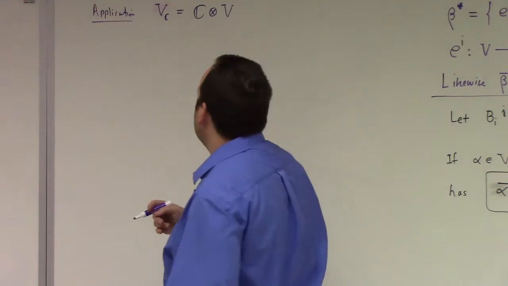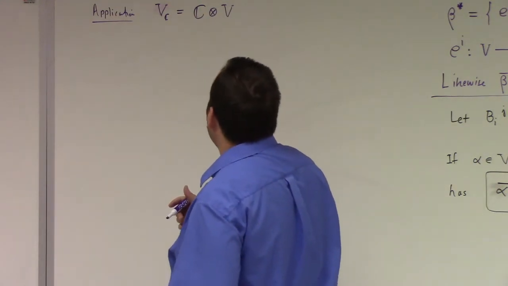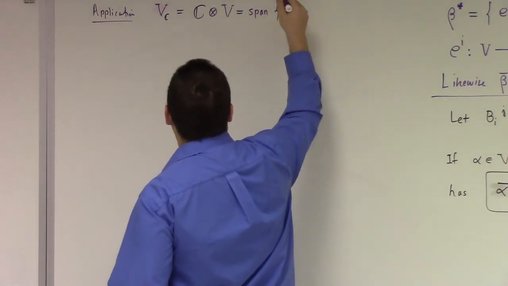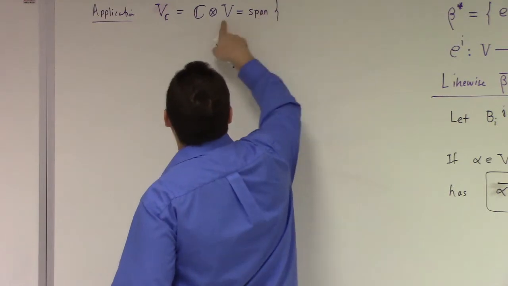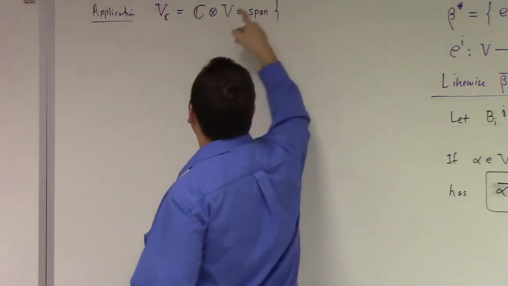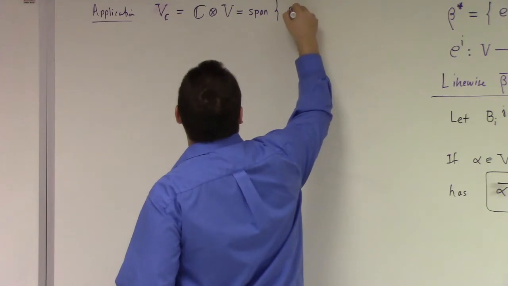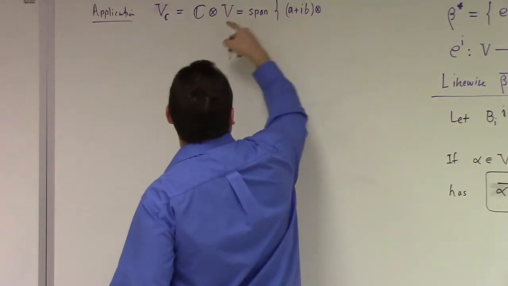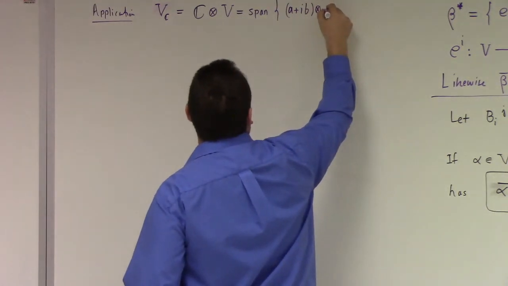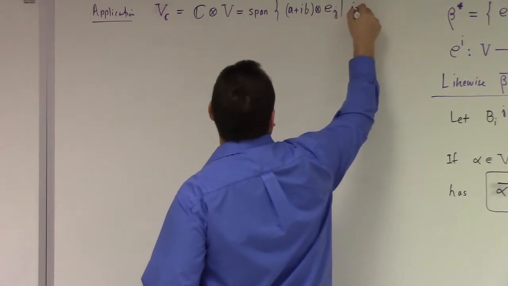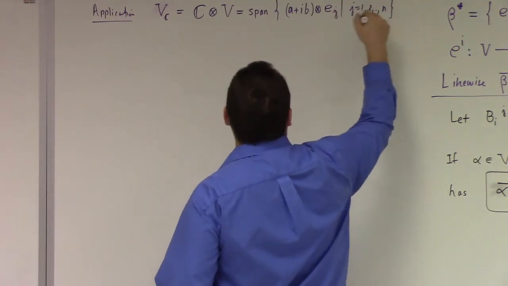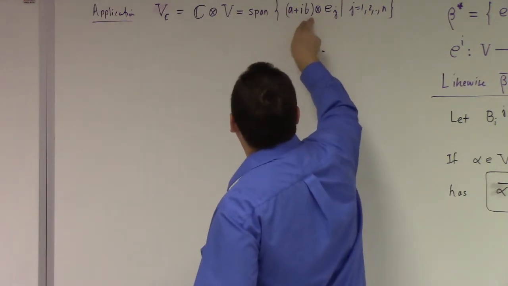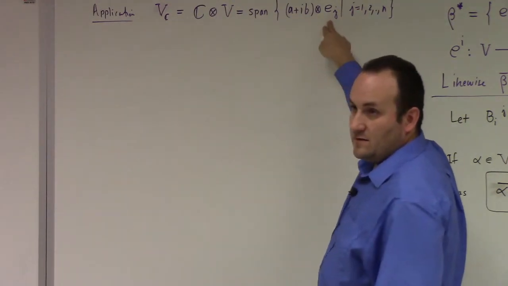And so, technically speaking, this would be something like the span of, so if V has basis, let's say e_i, this would technically be something like a plus ib tensor, let's say V has basis e_i. Oh, maybe e_j is a better choice here, e_j, such that j is equal to 1. All right, so that would be what this thing looked like. It would be a span of complex numbers tensored with the basis for V, whatever V is.